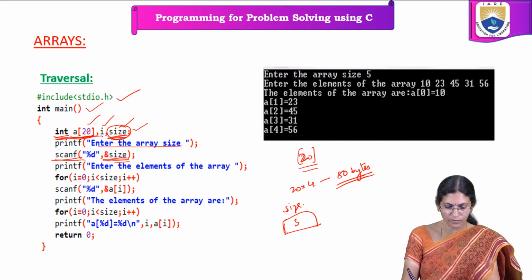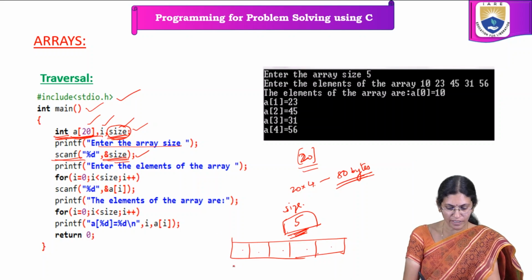Suppose the user is giving 5. So, 5 means 5 values are taken as input to the array. Next, enter the elements of the array. After taking the size, next the user has to give the elements of the array. If the size is 5, the elements are 1, 2, 3, 4 and 5, and the corresponding name of the array is A.